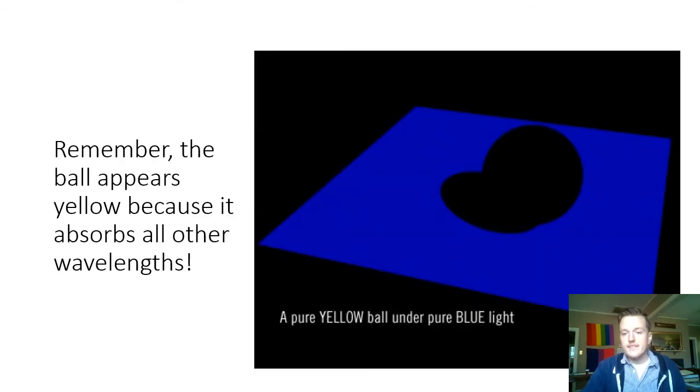But instead, what we see when we actually change the color of the light is that we don't see the yellow ball anymore at all, because that yellow ball is absorbing every color except for yellow. Yellow is the one it's reflecting. And so if you're not shining any yellow light on it, instead you're just shining the blue wavelengths, that ball is going to absorb all of the light and it can't reflect anything, so it's going to appear black. So remember that the ball appears yellow because it's absorbing everything but yellow.